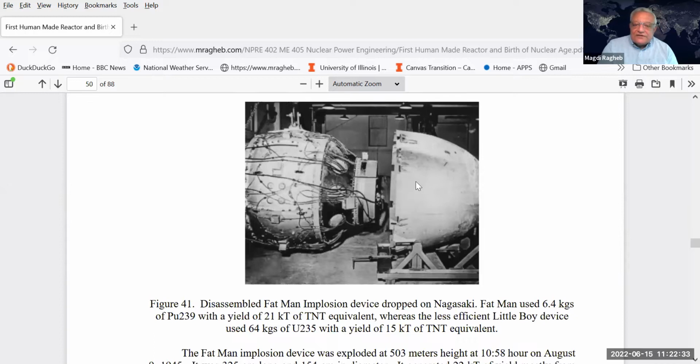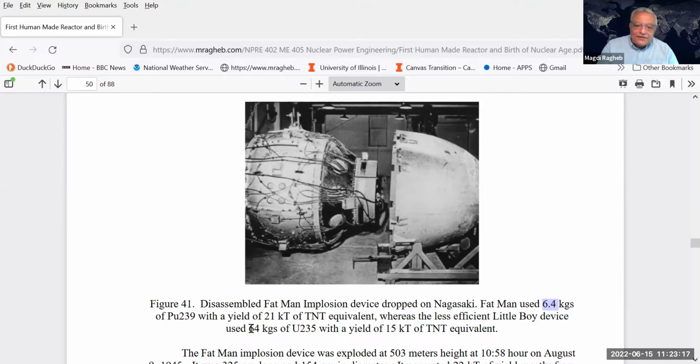So this is the actual device that was used. That wasn't the Trinity test, obviously, but that was a device using plutonium that was used 3 days after the first one on the city of Nagasaki in Japan. They had the name for it, Fat Man. It produced 21 kilotons of TNT equivalent, whereas Little Boy was less efficient. The gun barrel concept produced only 15 kilotons of TNT. So with a small amount of material, 6.4 kilograms, you produce 21 kilotons of TNT equivalent.